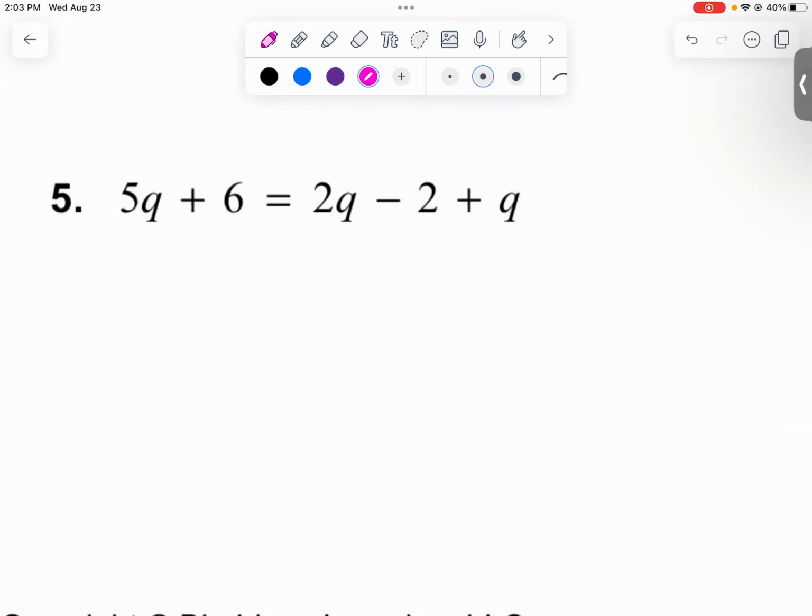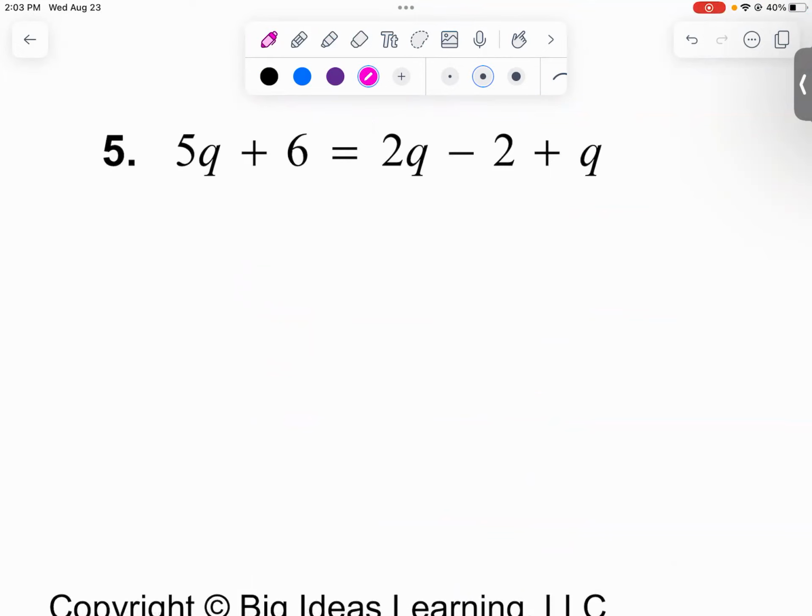All right, we're gonna look at number 5 together. Step 1, distribute. Do we have anything to distribute? We don't have any parentheses, so no distributing. However, what do we have the opportunity to do? We can combine like terms.